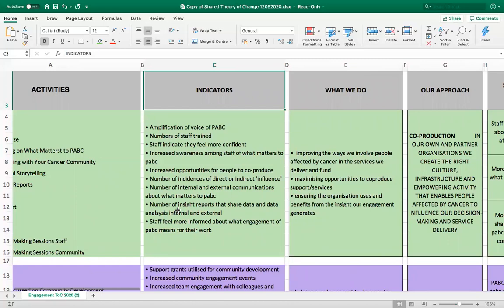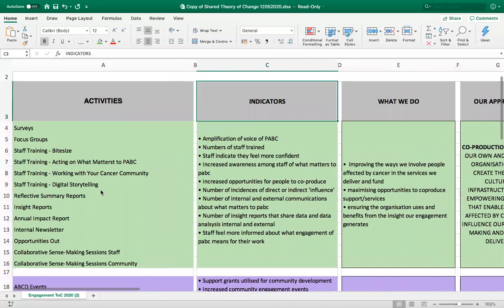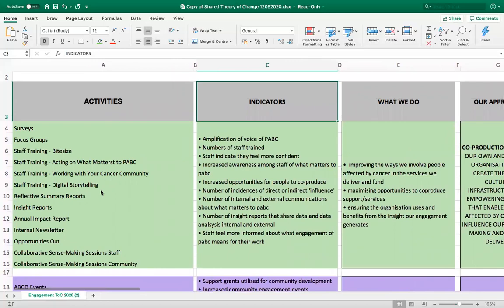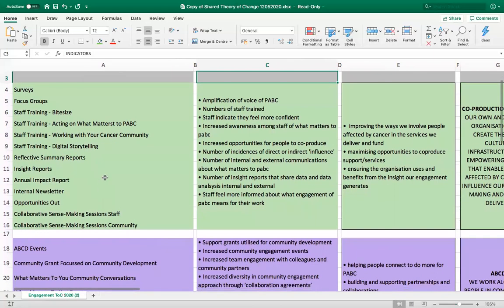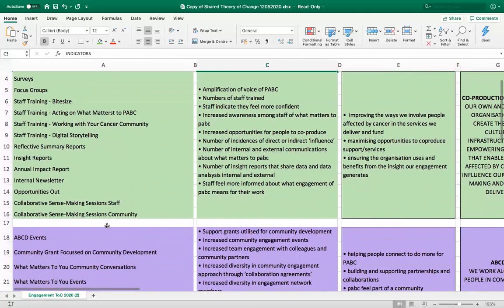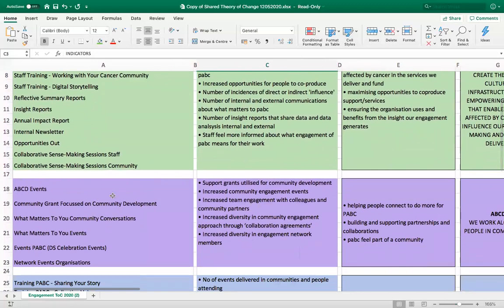And then just a few general comments overall. Make sure that you're clear to explain what acronyms mean. Now, I appreciate that if this is an internal document, there might be an expectation that staff already know what these are, but even internally, when you've got new staff coming on board or volunteers, for example, who are reading this document, explaining the acronyms can be quite helpful. So the ones I notice are PABC, we've got ABCD events, and we've got DS celebration events.